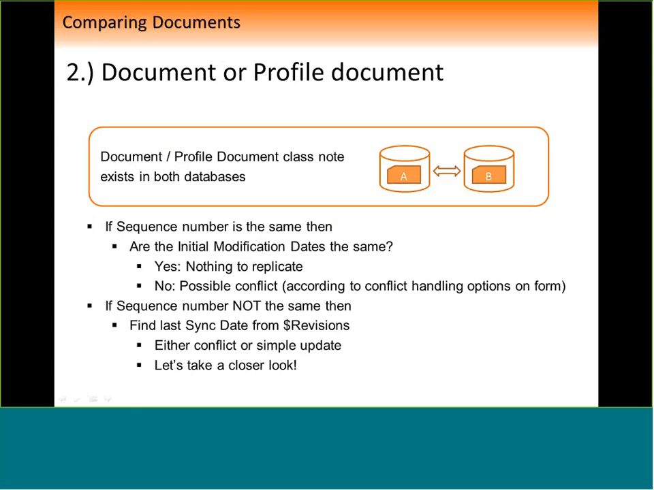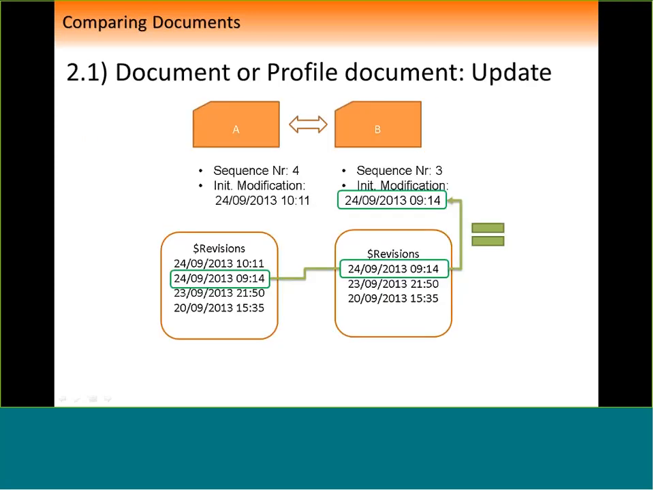If the sequence numbers are the same but modification dates are not, then we either do an update or there's going to be a possible conflict according to what conflict handling options you set up on your form. Now, what gets really interesting here is when the sequence numbers are not the same, because then what's going to happen is we need to decide what the last synchronization date was for these documents by looking into the Delta revisions field on both documents. And as a result, we're going to either create a conflict or just do a simple update. So this is one thing we need to look at from a bit closer. In the first scenario, we are looking at two documents. One of them has sequence number 4, the other one has sequence number 3.